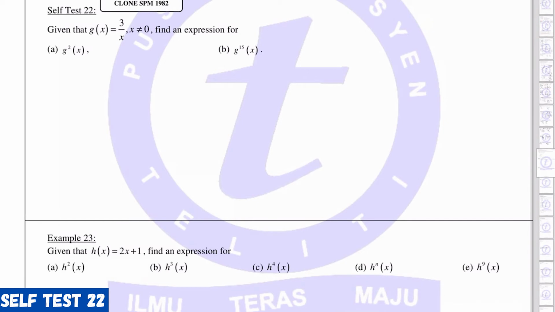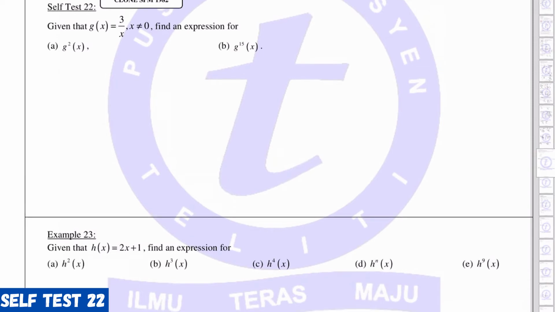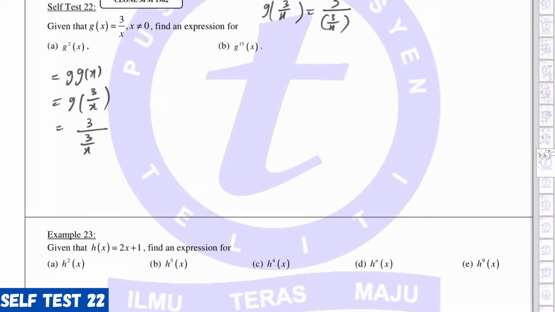Okay, moving on to self-test 22. This one is an easier version, because the function is a lot easier. Yeah, 3 over x. So let's start off by writing gx. What is gx? gx is 3 over x. So when you put g bracket 3 over x, I need to sub 3 over x here. So I'm going to write 3 over 3 over x. When I flip this upside down, the result is just x.